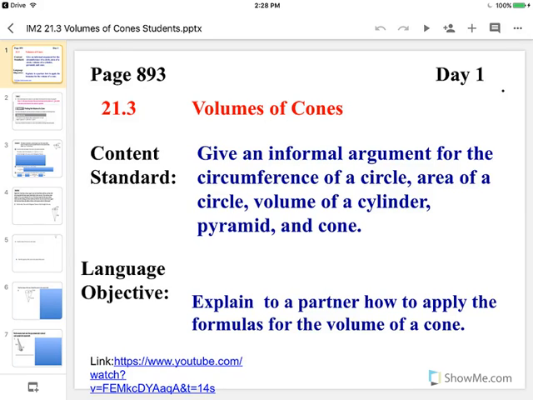Module 21.3, Day 1. Volumes of cones. Content standard: give an informal argument for the circumference of a circle, area of a circle, volume of a cylinder, pyramid, and cone. This lesson will be working with the volume of a cone. Language objective: explain to a partner how to apply the formula for the volume of a cone.